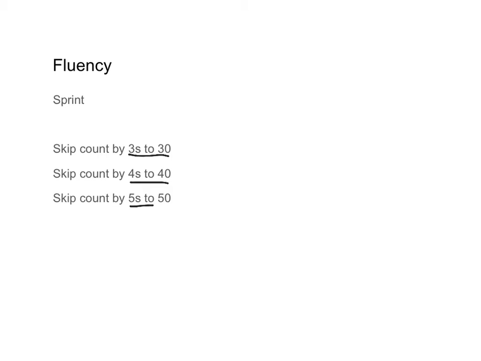5s, I think you should be super solid on, but let's do it anyway. 5, 10, 15, 20, 25, 30, 35, 40, 45, 50. We're going to go backwards from 50. It might be a little bit trickier than you think. It's easy to get confused, or at least for me, coming back down. So we'll start at 50. 50, 45, 40, 35, 30, 25, 20, 15, 10, 5.